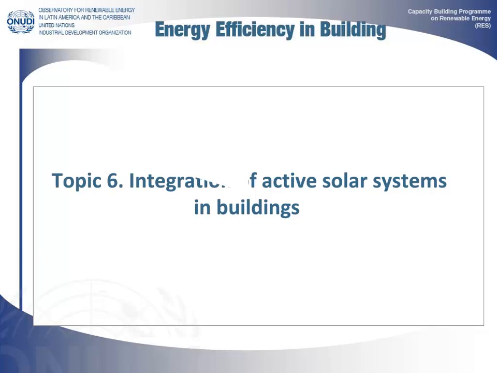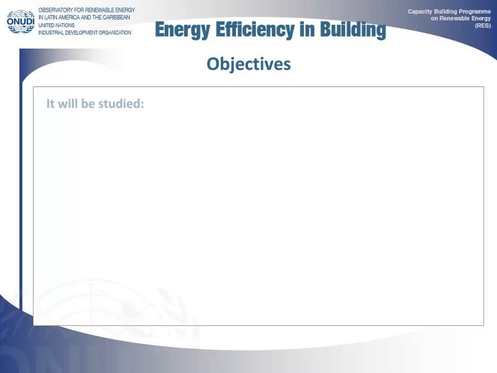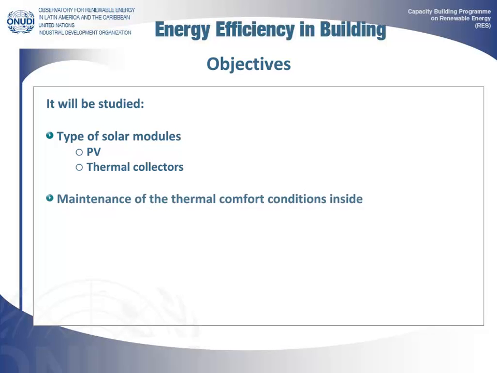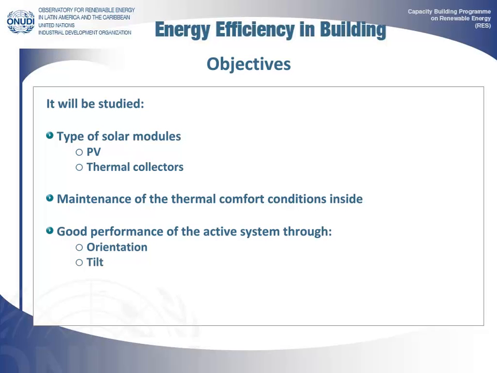Section 6 gathers the basics of the integration of active solar systems in buildings. The objective here is to study the different types of solar modules, and how they are used to maintain comfortable conditions inside buildings. Another of the objectives is to determine the parameters that will ensure proper integration, such as orientation and tilt, so energy production can be maximized and costs are minimized.